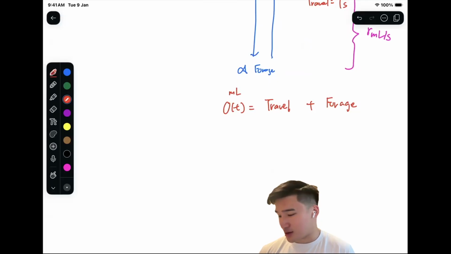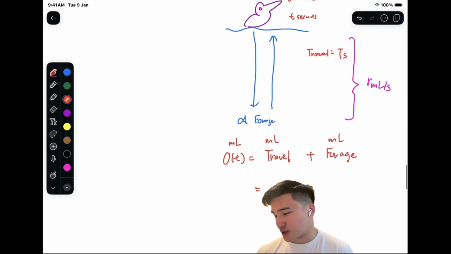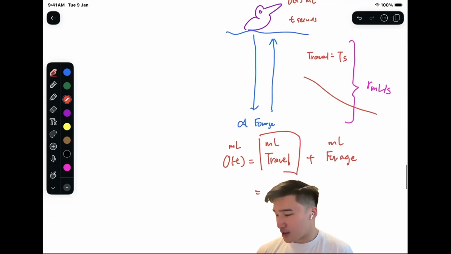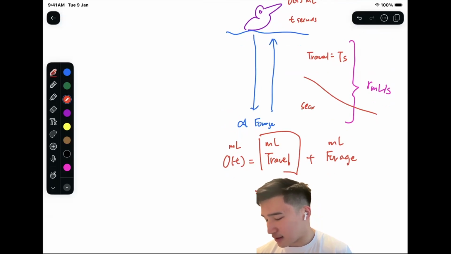So what does travel mean here? Well, travel, we want to know how many milliliters are used for travel, right? What is a milliliter used for forage as well? Well, to find this one, actually, it's right here. So we know that our travel is in seconds, right? We have seconds, our t seconds.